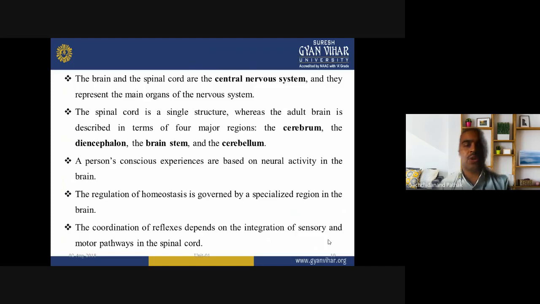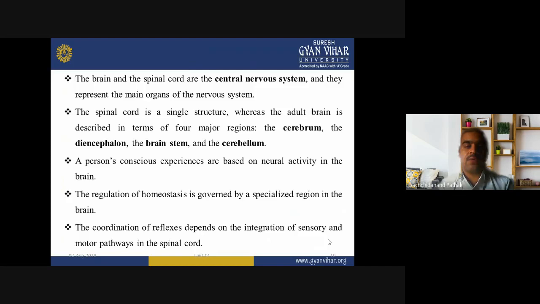Now, a person's conscious experience is based on the neural activity in the brain. Whatever we feel, think, or sense, every activity is due to our neural activity, due to neurons. The regulation of homeostasis is governed by a specialized region in the brain. The organs maintaining the internal environment of the body are also controlled by some specialized region in the brain.